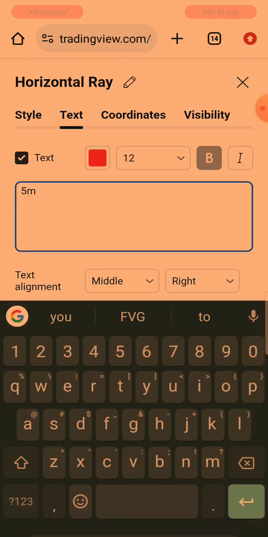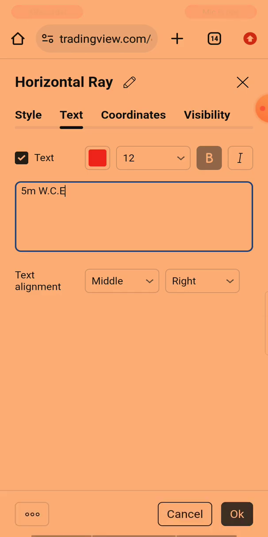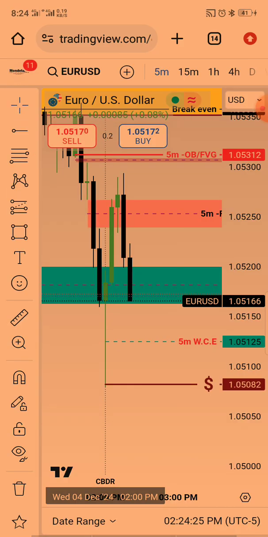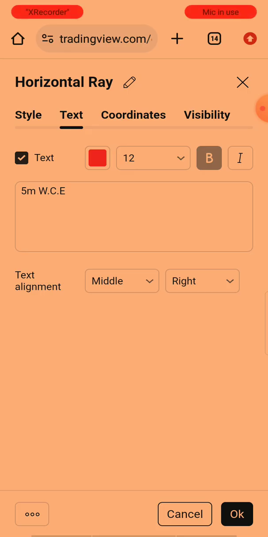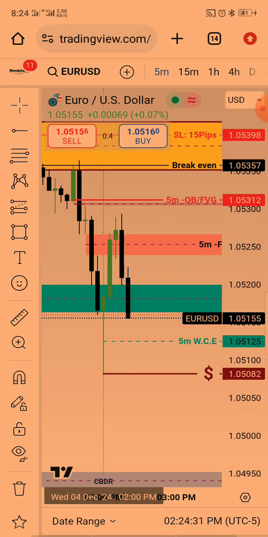5 minutes weak consequential encroachment. This is what I put here. The full meaning of what I write here is 5 minutes consequential encroachment. That is the midpoint of something, right? The midpoint of this week. I don't want price to respect that place.